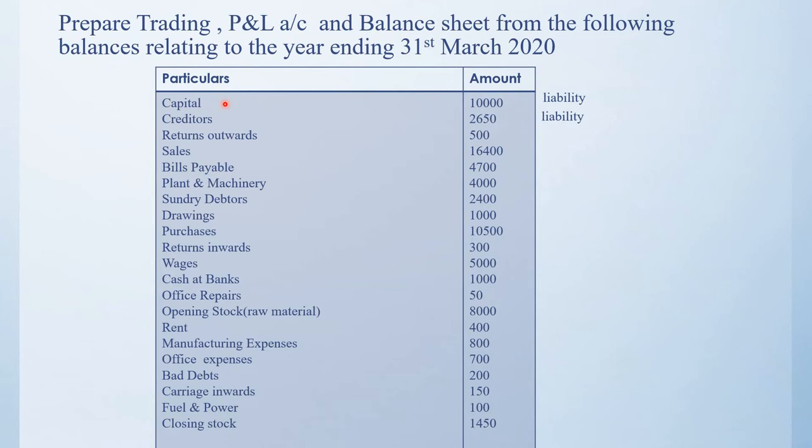Next we have return outwards. Return outwards means returning goods to the supplier. If you purchase some goods, then only can you return them. If you purchase the goods and identify any defect, we return them to the supplier. Purchase return outwards we also call purchase return. This return outwards account comes under the trading account.